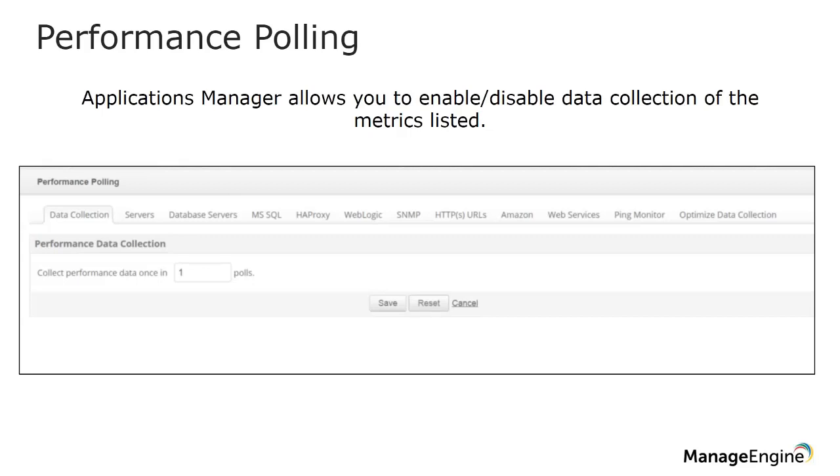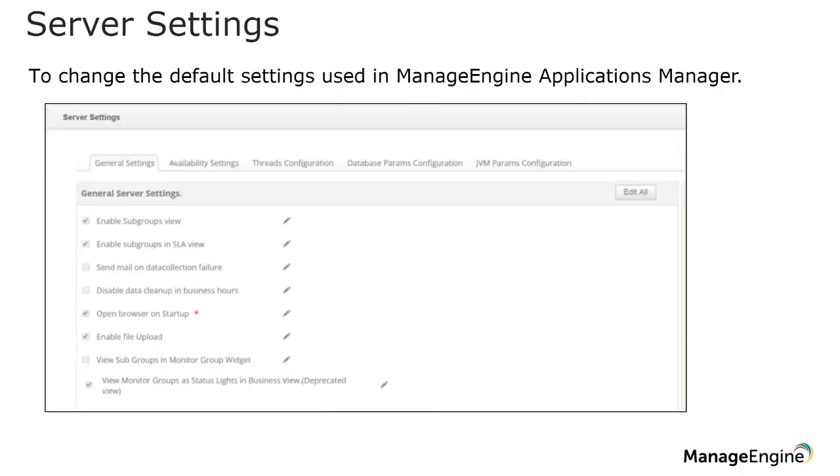Performance polling, again, will help you, as you can see, to enable or disable the collection of data for the different metrics within Applications Manager. You can change the default setting of your servers, and as you can see here, these are general settings. Similarly, you can have settings for different custom monitor types. Which kind of information would you like Applications Manager to present? Which information do you think is perhaps not all that necessary? All of these options can, of course, be configured within the product.